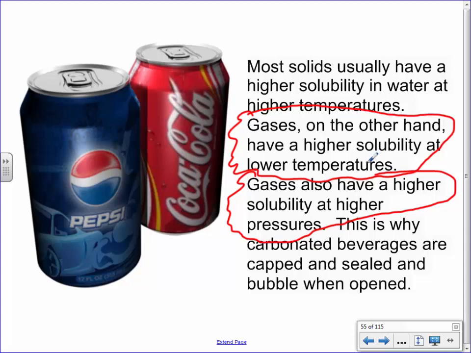Right? Now, if you shake your can of pop, what are you doing? You're adding even more pressure to it, right? And so by adding even more pressure to it, even more carbon dioxide is going to dissolve. And as soon as you open it up, it all comes immediately out.